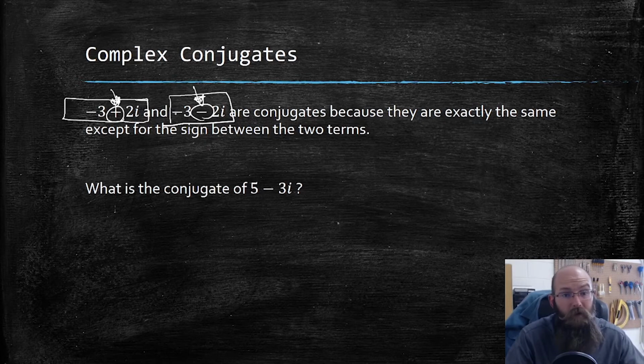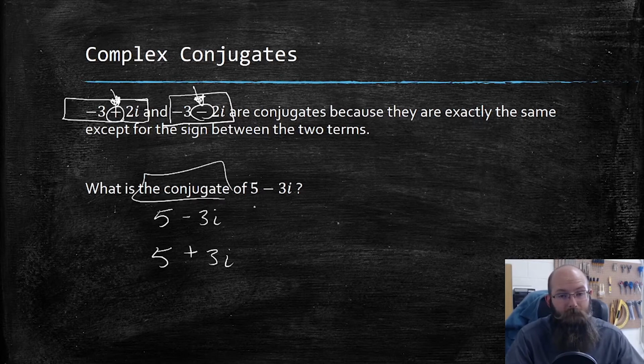It's still a -3 in front, -3 in front, a 2i in the back, 2i in the back. The only difference is the sign in the middle. So that means they're conjugates, and that means I cancel out my i's. It's pretty cool like that. So what's a conjugate for this one? 5 minus 3i. The conjugate of it would be the same front thing, same back thing, but a plus in the middle. So these two things now are conjugates. Pretty easy. Let's try the next example.